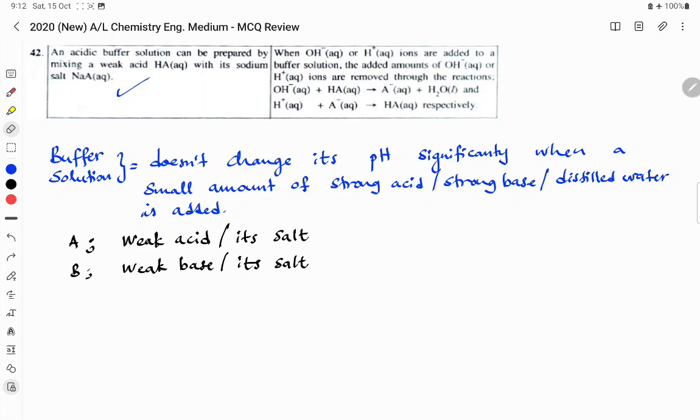Okay, let's go to the second statement. When OH minus ions or H plus ions are added to a buffer solution, the added amount of OH minus or H plus ions are removed through these reactions. The OH minus ions will be neutralized by the weak acid. H plus ions will be neutralized by the salt ions. Therefore, this is correct. But they say here, when these ions are added to a buffer solution, they don't specifically say the buffer solutions we prepared in the first statement. But someone can say this is a correct statement and it explains the answer. So you can take the answer as the first one.